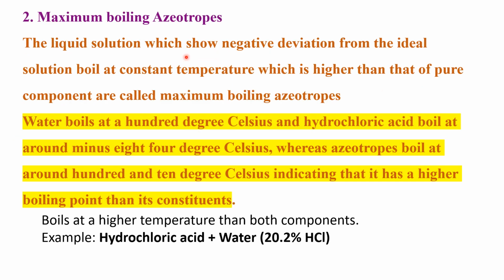Then maximum boiling azeotropes: the liquids which show negative deviation, that means boiling higher than the boiling points of the pure components, are called maximum boiling azeotropes.